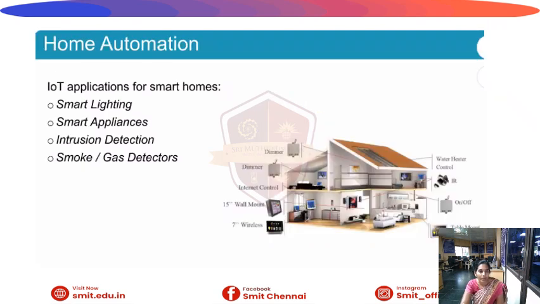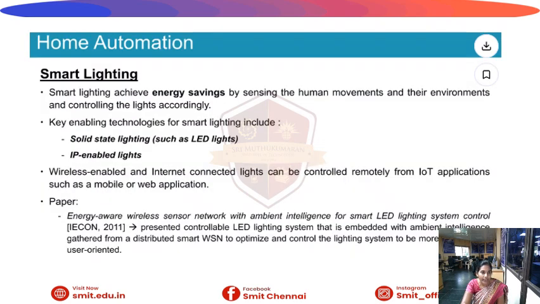First one is the home automation. IoT applications for smart homes are smart lighting, smart appliances, intrusion detection, smoke and gas detectors. First, see about smart lighting. In smart lighting, we achieve energy saving by sensing human movements and their environments and controlling the lights accordingly. Key enabling technologies for smart lighting are solid state lighting and IP enabled lights. Wireless enabled and internet connected lights can be controlled remotely from IoT applications such as mobile or web applications.